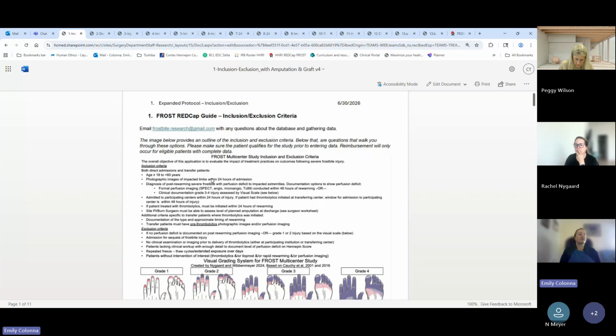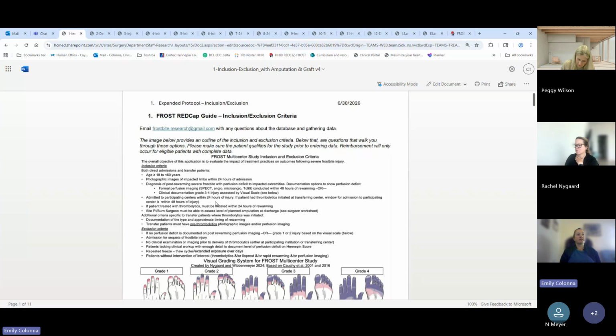And things that you can use for documentation in the patient's chart to show the deficit are formal perfusion imaging conducted within 48 hours of rewarming, or a clinical assessment documenting grade 3 or 4 frostbite by the scale below. They also need to be admitted to your center within 24 hours of injury.